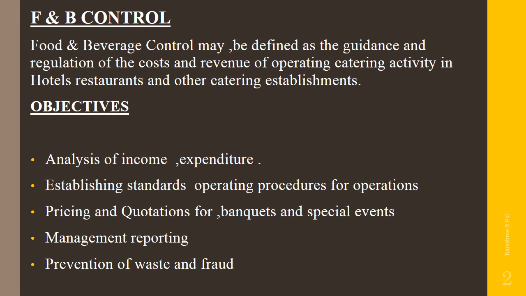The next objective is prevention of waste and fraud. It is necessary for a control system to prevent or at least restrict the possible areas of fraud by customers or by staff. Typical areas of fraud by customers are such things as deliberately walking out without paying. So students, once again I will repeat the objectives of F&B control: analysis of income and expenditure, establishing proper standards, pricing, management reporting, and prevention of waste and fraud.